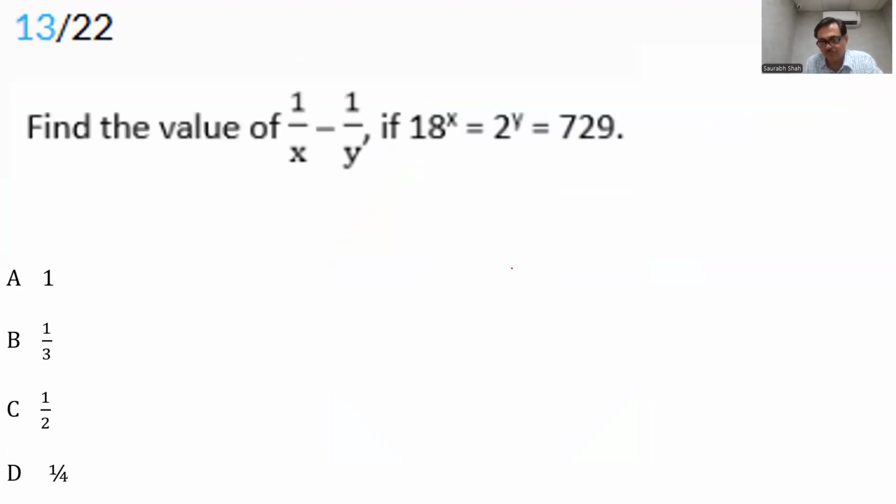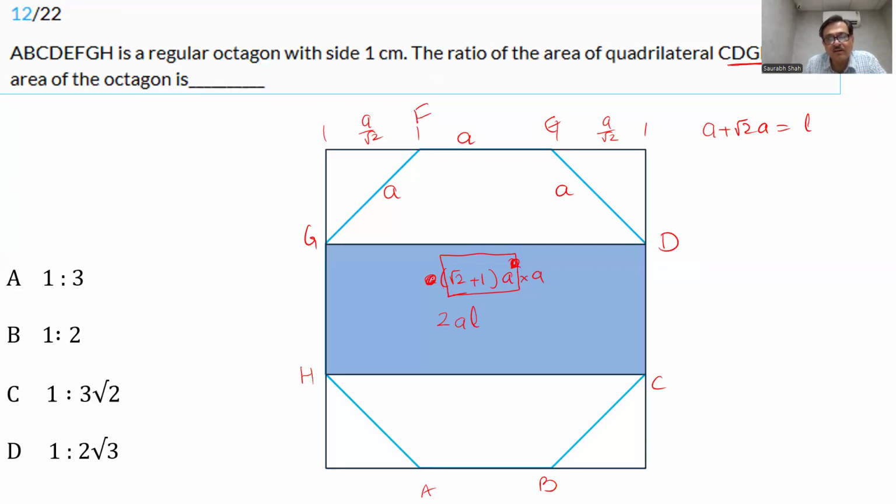What is the ratio of the area? Let's erase this part. We already remember now the area of the regular octagon is 2AL. Now this is A and this is the length of the square, L. So the length of the required rectangle is A and L, and the area of the rectangle is AL and the area of the octagon is 2AL. So the required ratio simply becomes 1:2. Option B is the right answer.